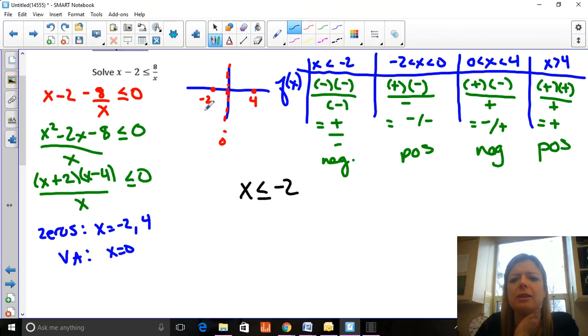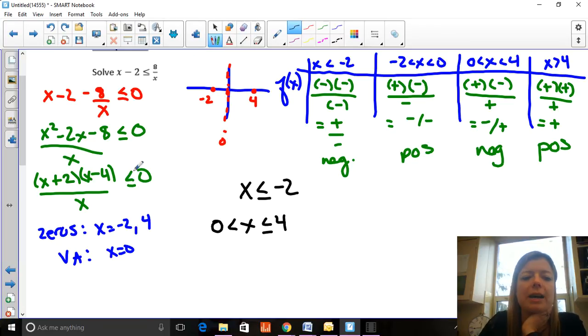Okay, between -2 and 0 is positive, so that doesn't work. But between 0 and 4, it's negative again. Okay, but at 0, that's an asymptote, so I can't include it in my solution, but I am including 4 because that's an x-intercept. And again, my question was asking for less than or equal to 0. If this was just less than, then I wouldn't include this, but it's less than or equal to 0, so that takes a bit more thinking on my part.